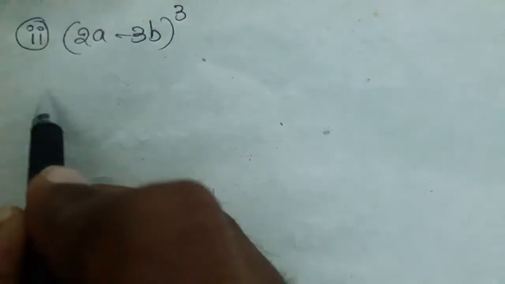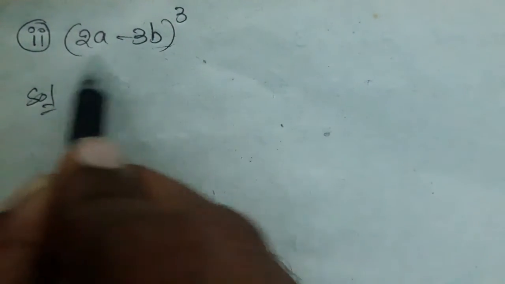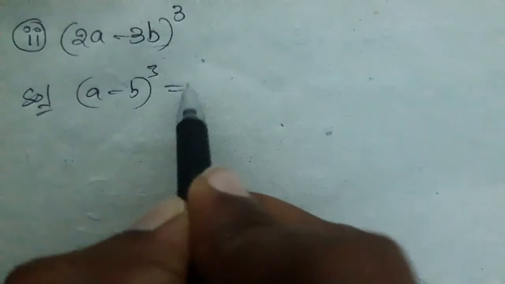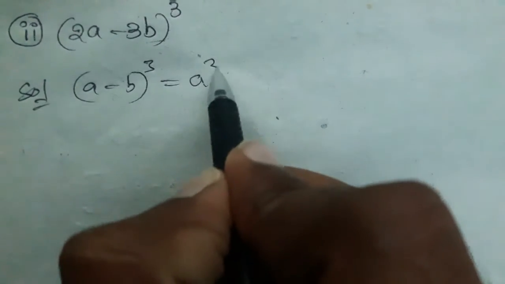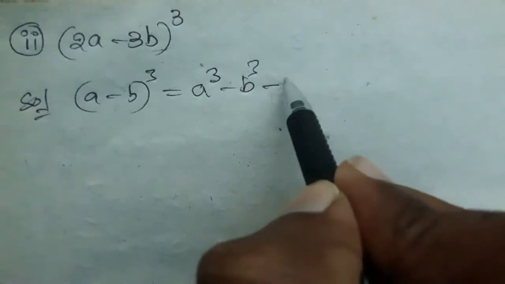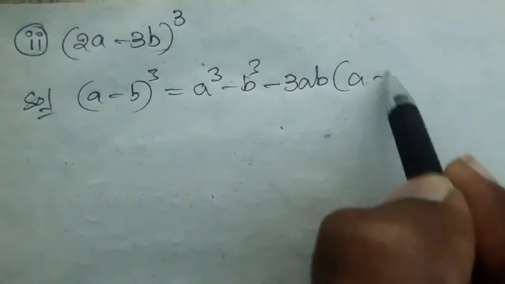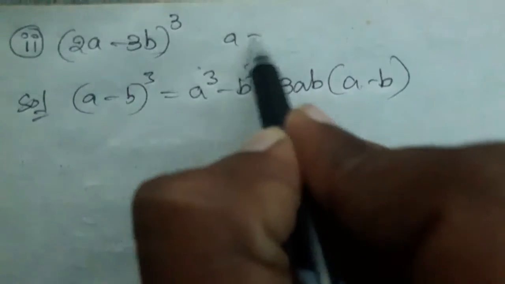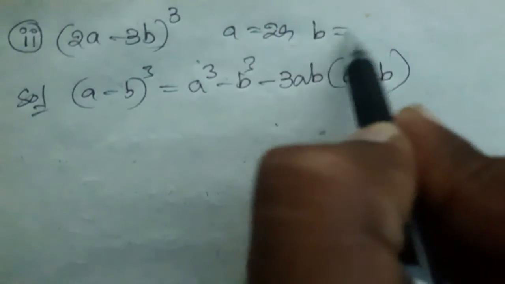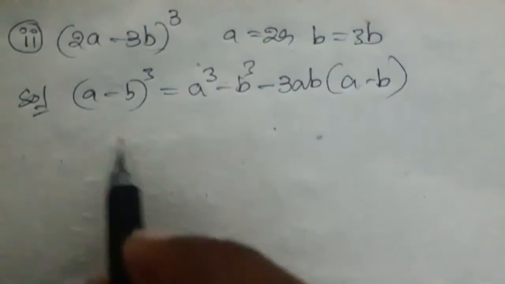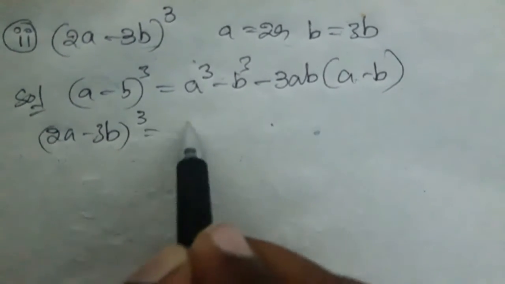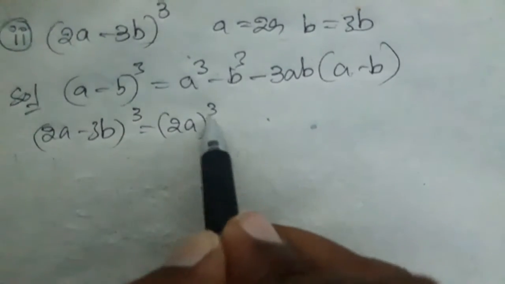Now move to the next question. See your solution. Which form is this? (a minus b) whole cube. This equals a cube minus b cube minus 3ab into (a minus b). This is one way. Here the value of a is 2a and the value of b is 3b, isn't it?